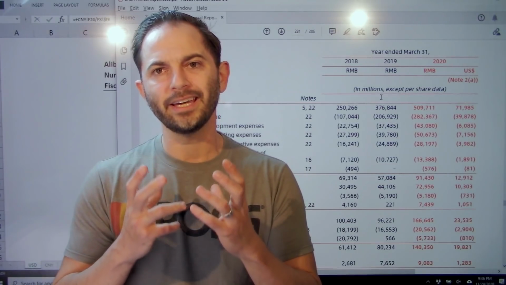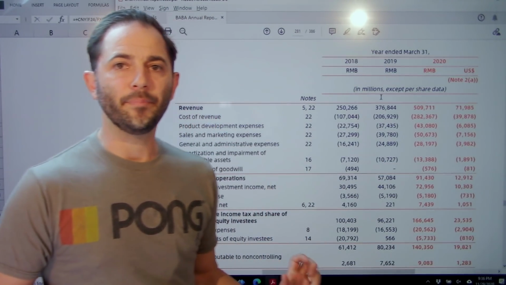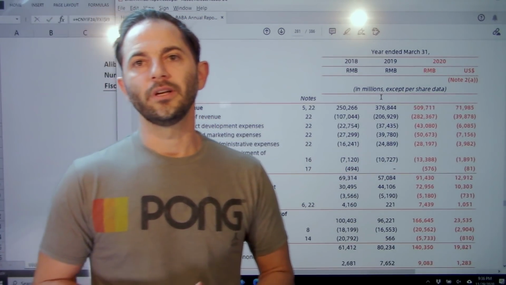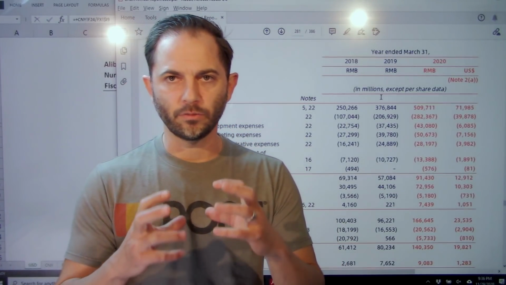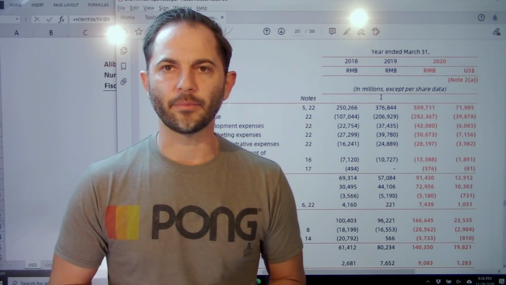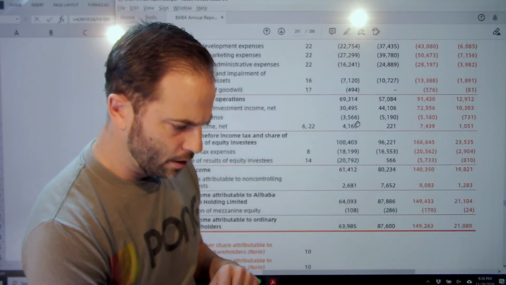I want to look at what they're making on the business, and if they're able to IPO Ant and get a huge multiple, that's going to be gravy on top of this. But I want to see what they generate from the e-commerce business as a whole. Let's see. What else is interesting on this?